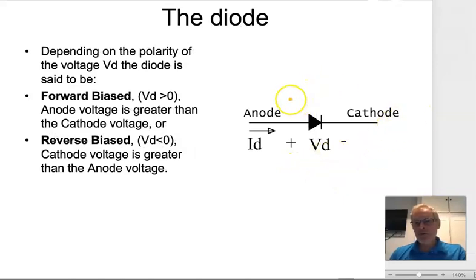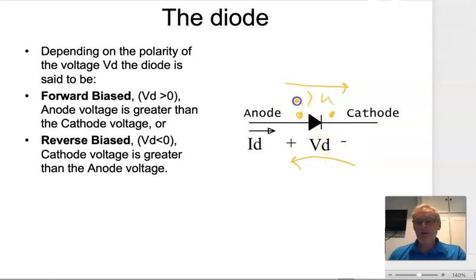When the anode voltage is bigger than the cathode voltage, then we say that the diode itself is forward biased. If it's the other way around, we say that it's reverse biased. And what this means is, if the voltage at this point is smaller than the voltage at this point, then you will get effectively no current flow through this diode. So it will just sit and do nothing.